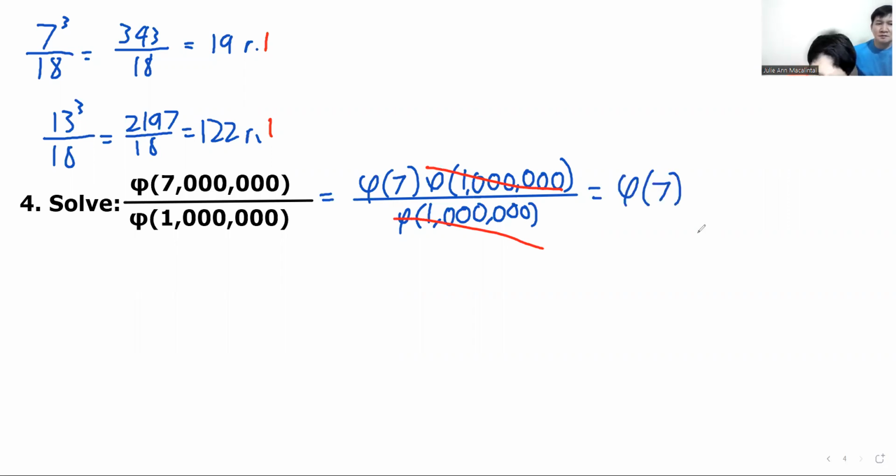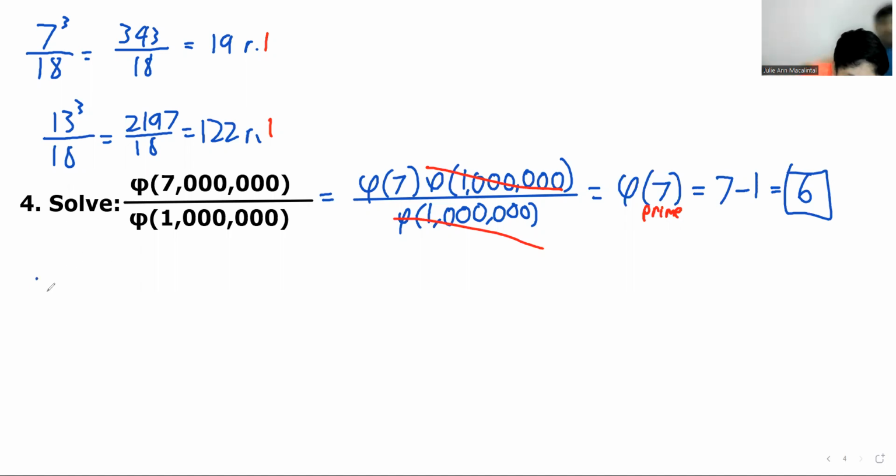So like I was saying earlier, we could have changed this to 7 million and the other one to 1 million, and it won't change because the end result is only phi of 7. And 7 is prime. So 7 happens to be prime, so we have an even simpler way of reducing it. It's simply the prime minus 1, or 6. That's our final answer.